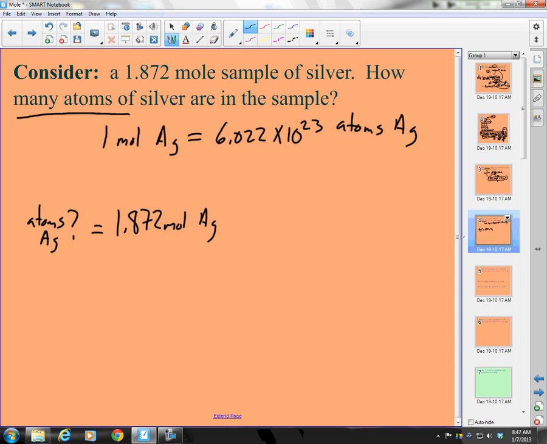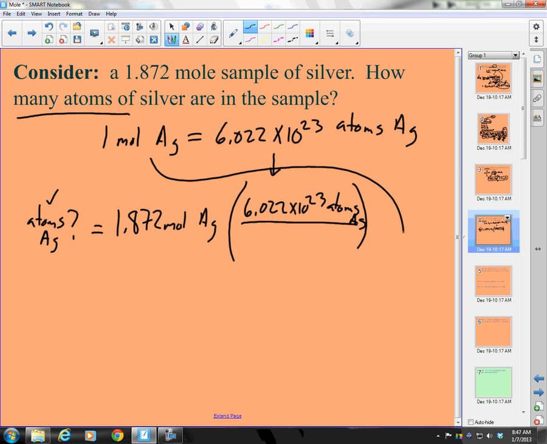That's what I'm seeking. I'm going to have my fraction. What is it that I want? I want atoms of silver, so I'm going to put that on the top: 6.022 times 10 to the 23rd atoms of silver. What goes in my denominator? What I want to get rid of, so I'm going to put 1 mole of silver. Good. Moles of silver cancel. What am I left with? Atoms of silver. Is that what I'm looking for? Sure am. So now I know it is set up properly.